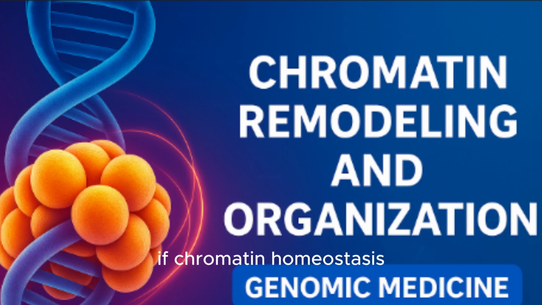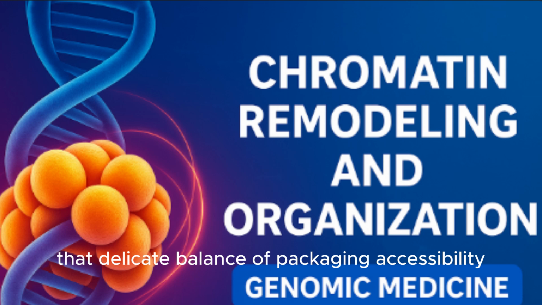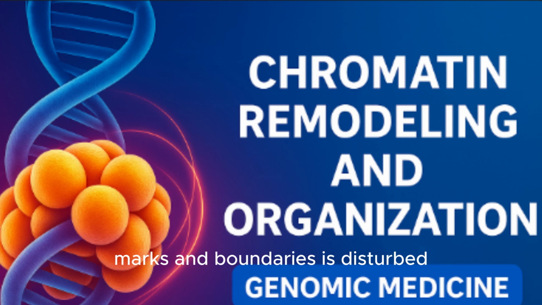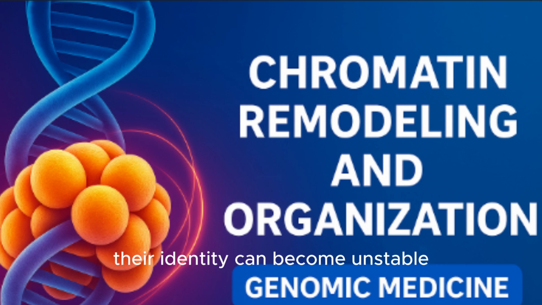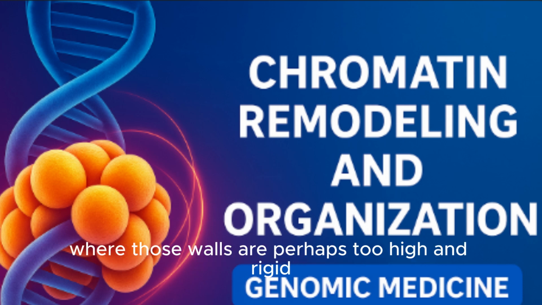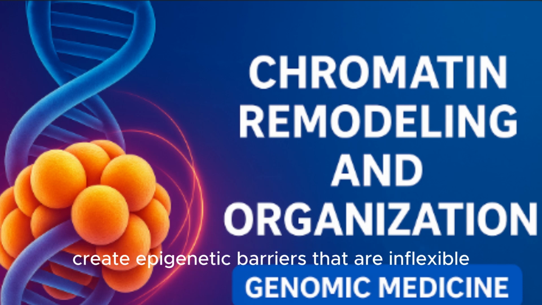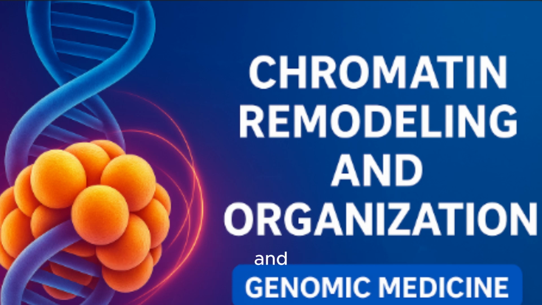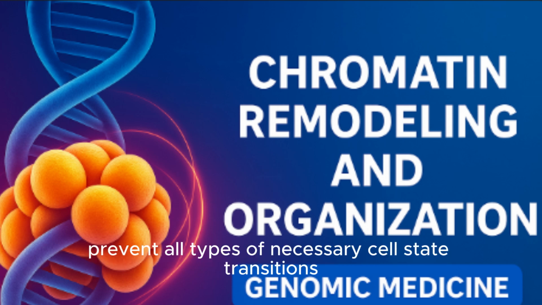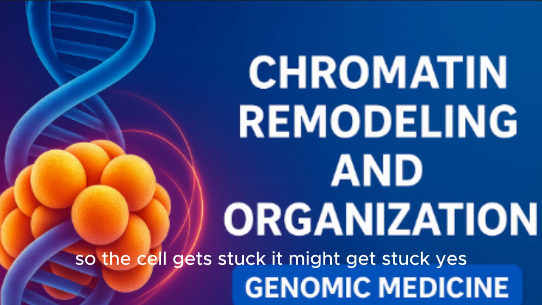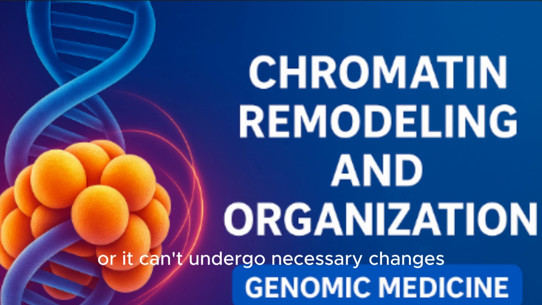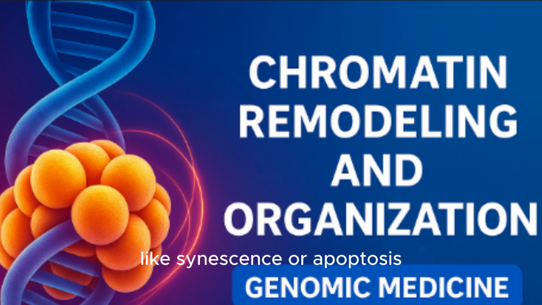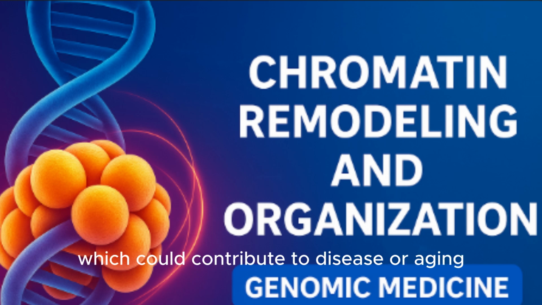It does. If chromatin homeostasis, that delicate balance of packaging, accessibility, marks, and boundaries, is disturbed, cells don't respond appropriately to signals. Their identity can become unstable. For instance, the sources suggest that overly restrictive chromatin networks, where those walls are perhaps too high and rigid, create epigenetic barriers that are inflexible and prevent all types of necessary cell state transitions. So the cell gets stuck. It might get stuck, yes. This could mean a cell can't adapt properly, it can't differentiate when needed, or it can't undergo necessary changes like senescence or apoptosis, which could contribute to disease or aging.